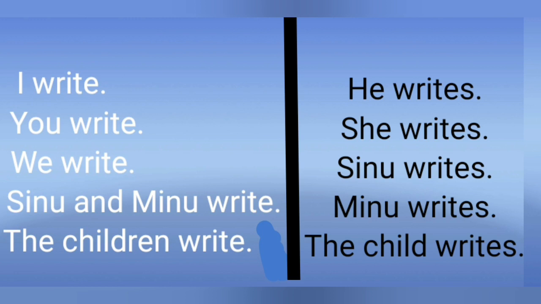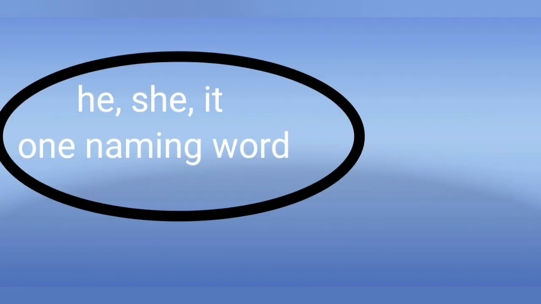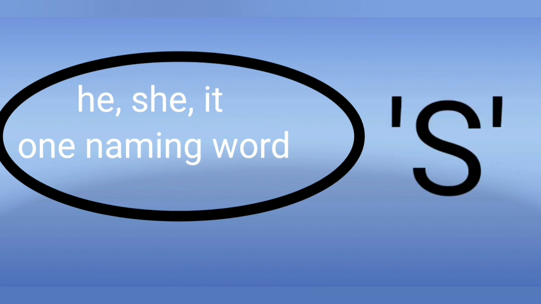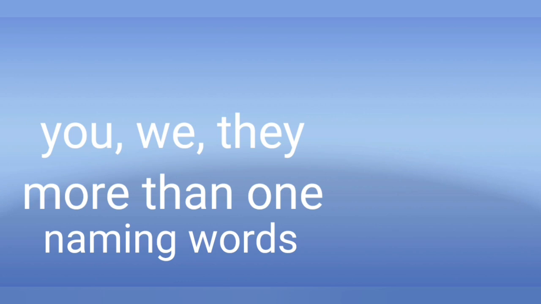I hope you understood from these examples. For he, she, it, and for one naming word, we use the doing words that end in S. But for I, you, we, they, and for more than one naming word, we don't use S.